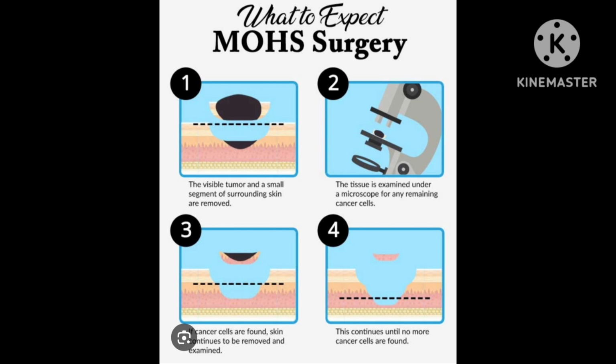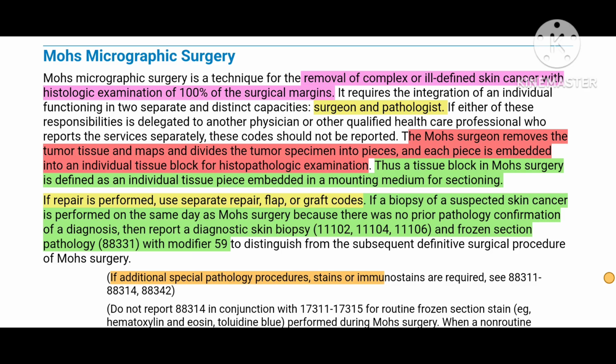And also, the tissue they take from the skin to be put under the microscope is called a tissue block. And in every stage, according to CPT guidelines, 5 tissue blocks are allowed for this procedure. So now we will check all the guidelines for this procedure. First, let us see what Mohs micrographic surgery is according to our CPT book. Mohs micrographic surgery is a technique for the removal of margins of complex or ill-defined skin cancer and histologic examination of 100% of the surgical margins.